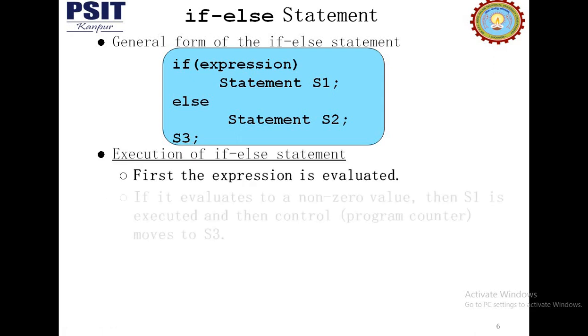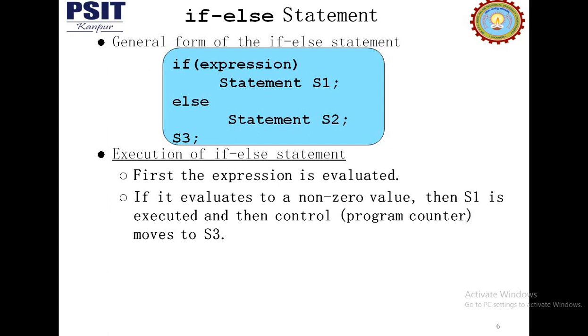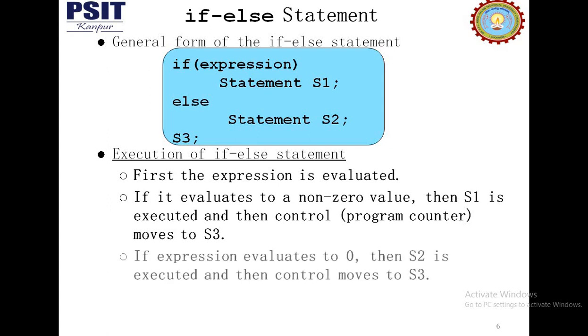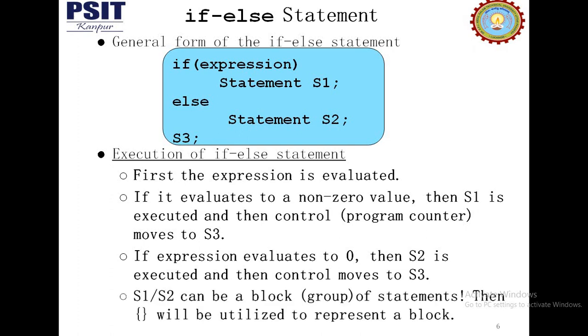So this expression will be evaluated. If the expression is non-zero, that means true, S1 will execute, otherwise S2 will execute, and S3 will execute at any cost. So we'll see that: question mark, the expression has been evaluated. If it is true, S1 will execute and S3 will execute. If it is false, S2 will execute, then S3. So there is a branching point at this value.